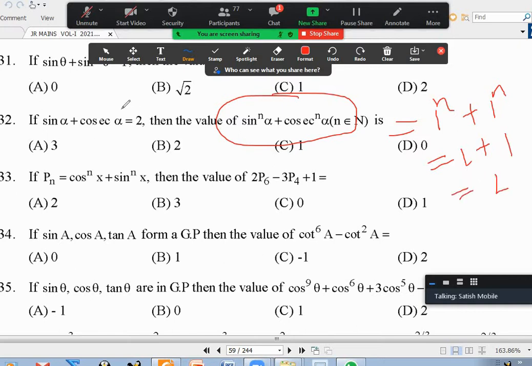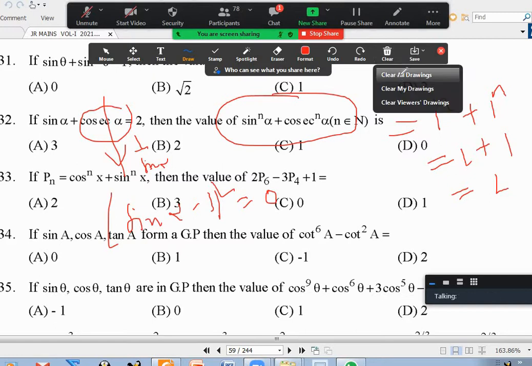Yeah, you can write cosecant alpha as 1 by sin alpha, as she said. Then take LCM, do cross multiplication, bring everything to one side. Finally, you'll get a quadratic expression, but it will be a perfect square. You will get (sin alpha minus 1) whole square equal to 0. From that, sin alpha is 1. If sin alpha is 1, cosecant alpha is also 1.